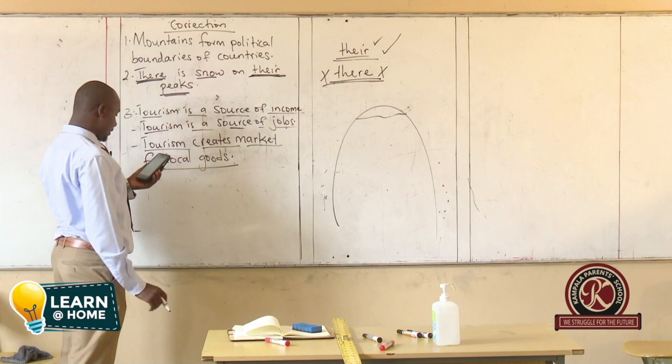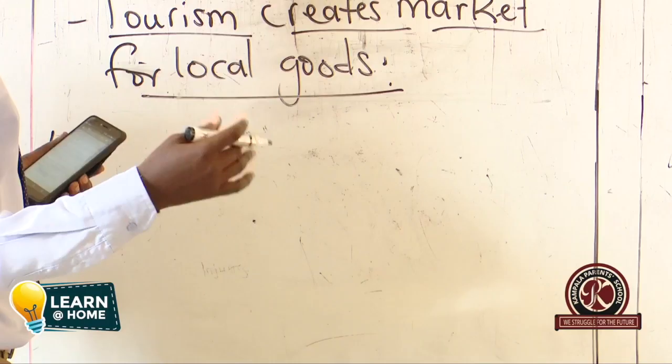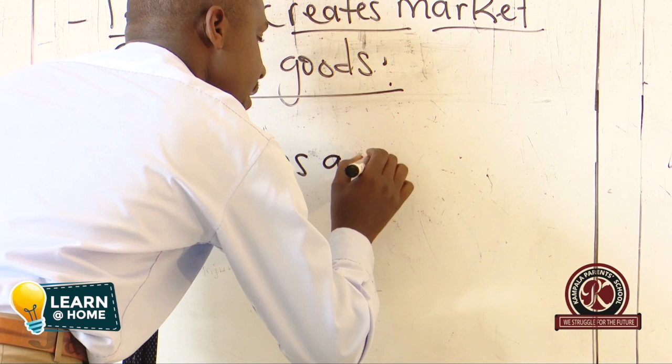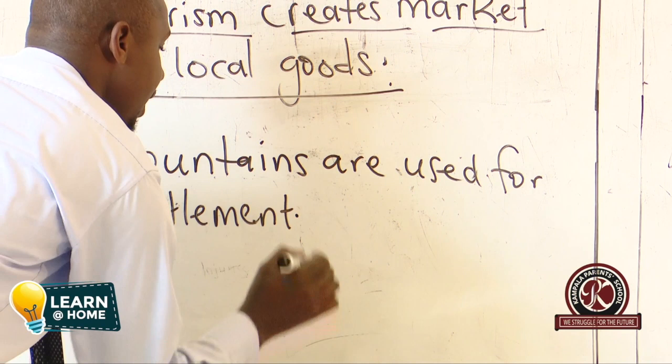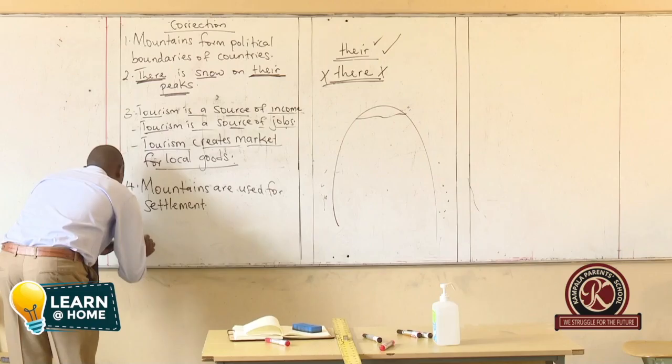We said social concerns people's way of life or people's standards of living. So we are saying mountains are used for settlement. Here we can talk about the Bagisu who live on the slopes of Mountain Elgon. The Bakonjo live on the slopes of Mountain Rwenzori.